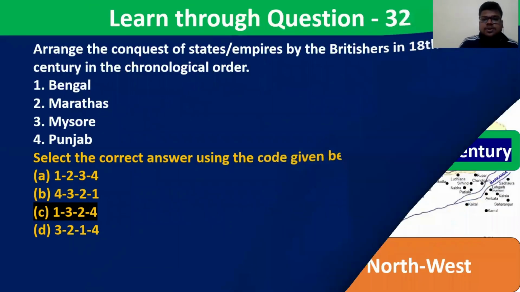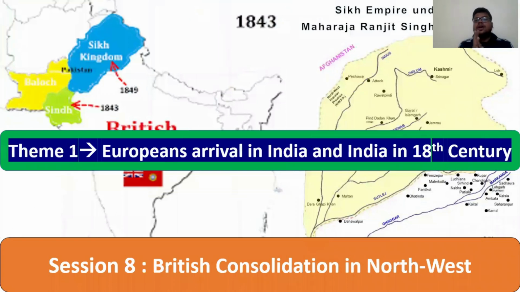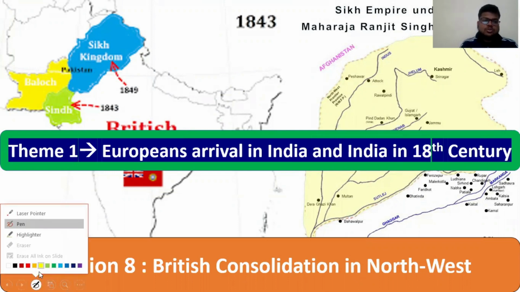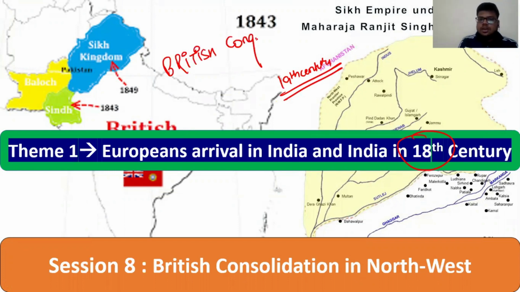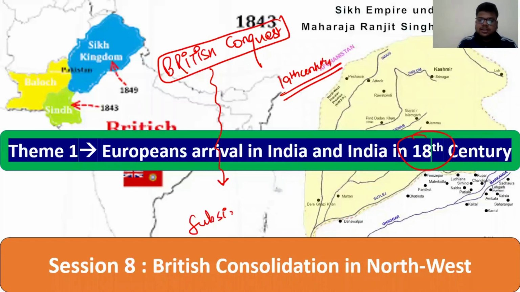Okay? So with this, we finish our eighth session and the first theme, the European arrival and India in the 18th century. Obviously, today we have discussed something that belongs to the 19th century. In fact, all the events that we've discussed today belong to the 19th century, but don't worry. Because in this session, in theme one, we basically talked about the British conquest. Now, the British conquest is over, but the methods of the British conquest are still not discussed a lot. For example, Subsidiary Alliance.